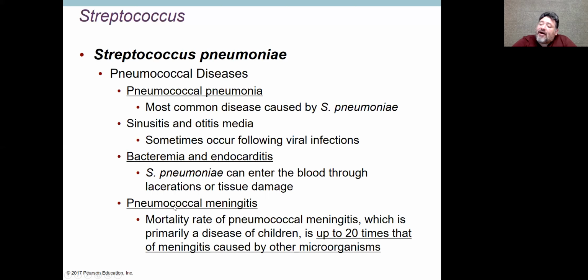What else? It can cause pneumococcal meningitis. This has been in the news. There's a lot of advertising about pneumococcal meningitis, okay? And the reason for that is because there's many different types of meningitis. However, pneumococcal meningitis is 20 times more prevalent than the meningitis caused by other microorganisms, okay? Consequently, the mortality rate associated with pneumococcal meningitis is very high for infants. So this is very significant.